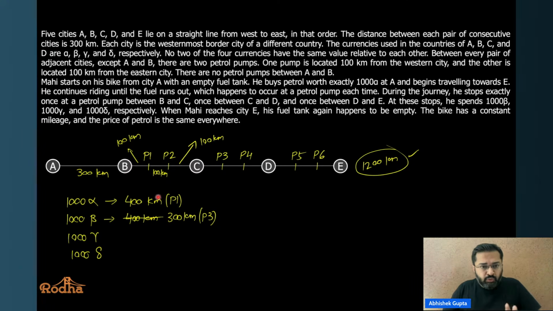Right? So what I'm saying is that when he starts from A, he has to reach either P1 or P2. So the first assumption I took is that he starts from A and reaches P1, which is 400 kilometers. After this 400 kilometers, what options does he have? From P1, he can reach either P3 or P4. Right? He cannot reach P4 because if he reaches from P1 to P4, this is 400 again. So 400 would be repeated and alpha would be equal to beta in terms of value, ruled out. That's why I've ruled out this 400.